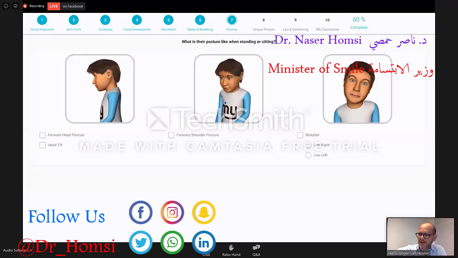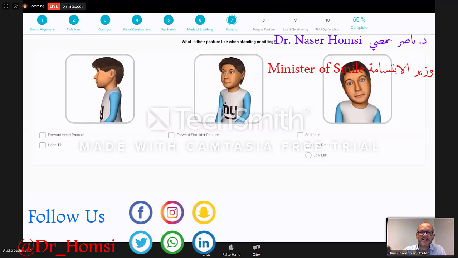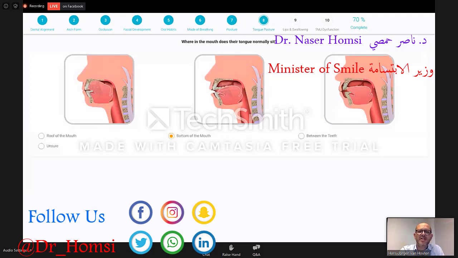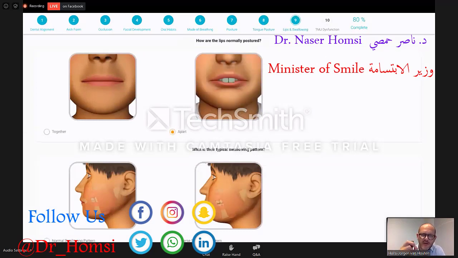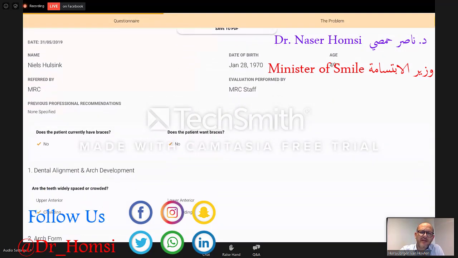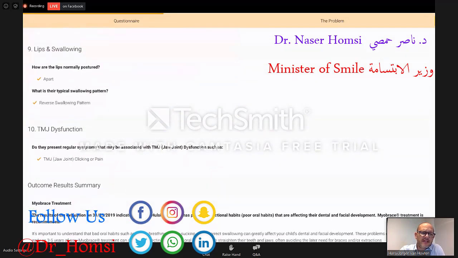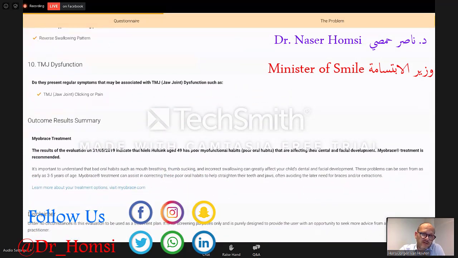Posture. What type of posture? Just ask the patient to sit, to stand, and tell, okay, there's a shoulder issue, or the head is forward, the head is tilted, so you need to find it out. What is the position of the tongue? And for swallowing, just let them drink and see what the tongue is doing, and how the swallow is. So you need to find out this kind of habits, and if necessary, you can also ask about TMJ dysfunction. Most of the time, this will not be the question with children, but it's an option you can fill in. And if it's completed, then you can save it as a PDF with all the information you just found out. And this can be the start of your record taking.